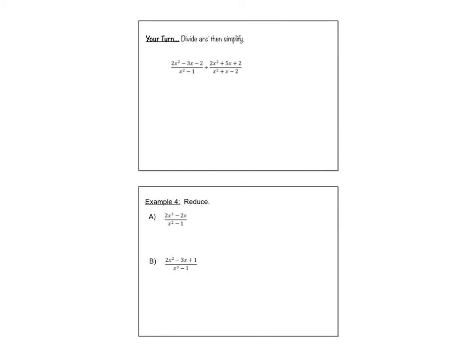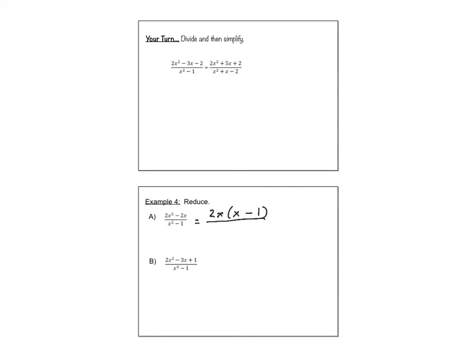I'm going to skip this your turn here. We're just going to go down here to the reduce problems. So if I'm looking at the top here, what do these two terms have in common? They have a 2x in common. 2x times what is a 2x squared is an x. 2x times what is a minus 2x is a minus 1.